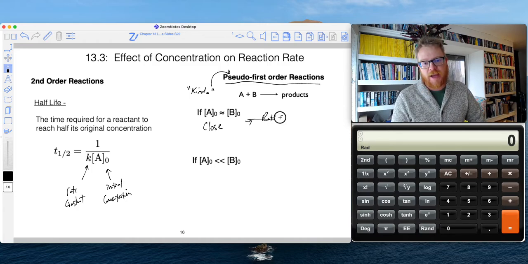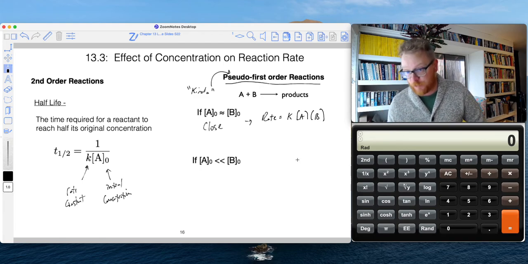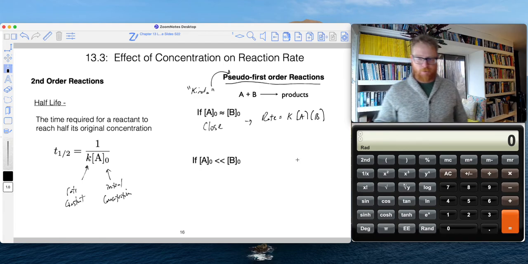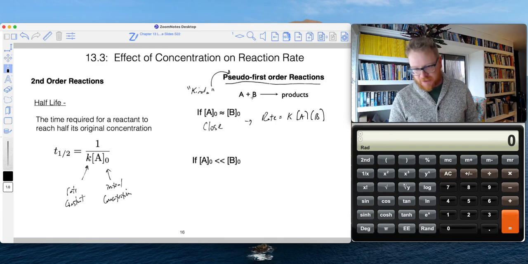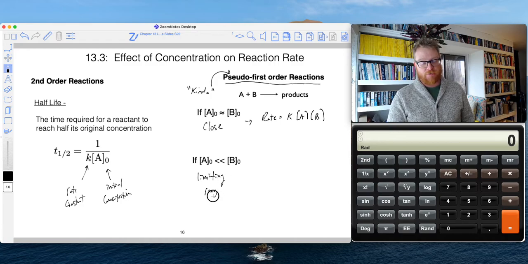Then we could say rate equals K times A times B. They would be first order in A, first order in B, second order overall. But what if one of those reactants is much less than the other? And for this generic example, it doesn't matter which one it is, okay? So what we have going on here is a limiting reagent situation, which we recognize is quite common in chemistry, okay?